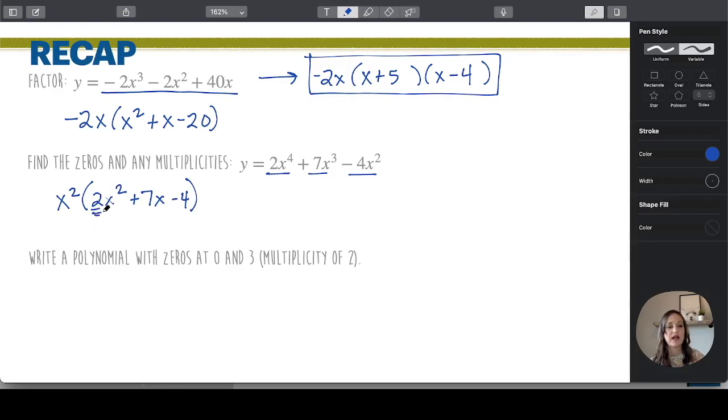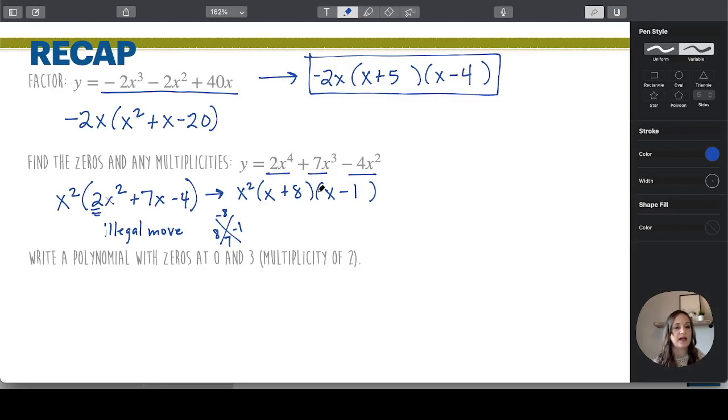And because there's a number in front, I will have to use the illegal move. So I'm going to keep the x squared. I don't want to get rid of it. That just needs to stay in front. So illegal move: I multiply 2 times negative 4 to give me negative 8, and adds to give me 7. So 8 and negative 1 is going to be my answer. So it'd be x plus 8 and then x minus 1, because they add to give me 7, but they multiply to give me negative 8. But I illegally multiplied by 2 to get 8.